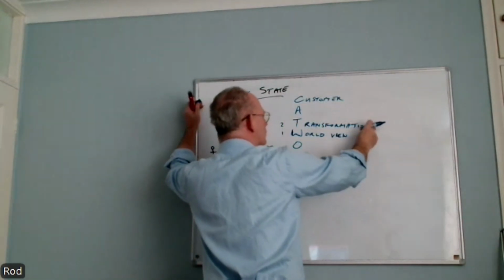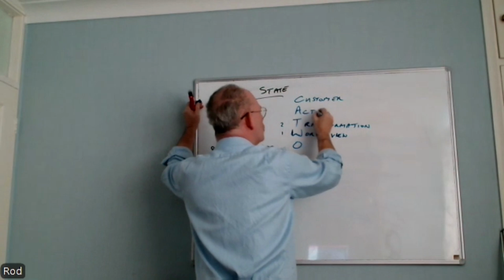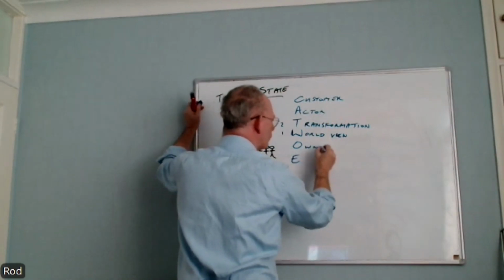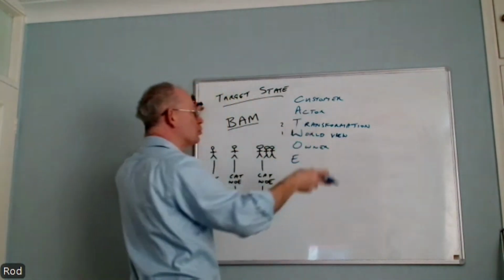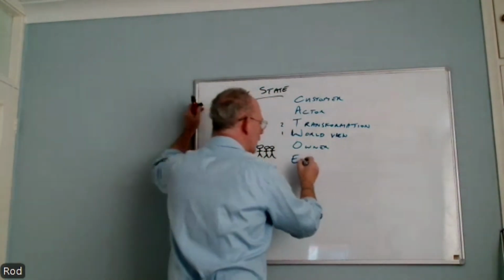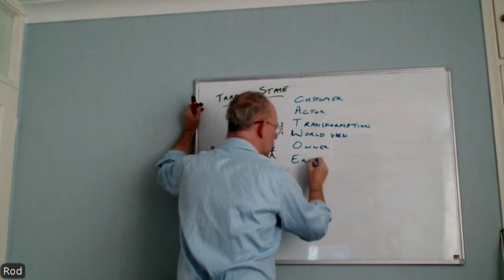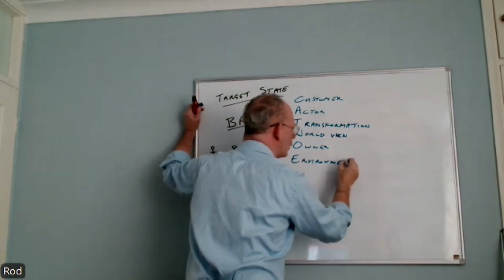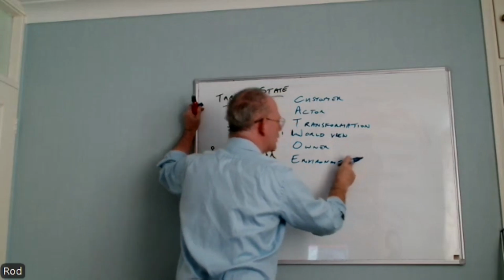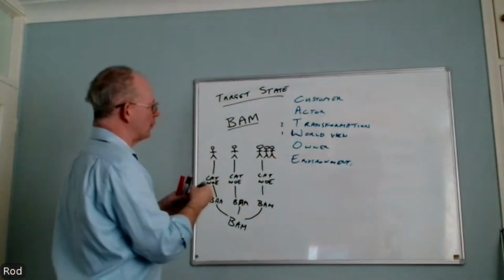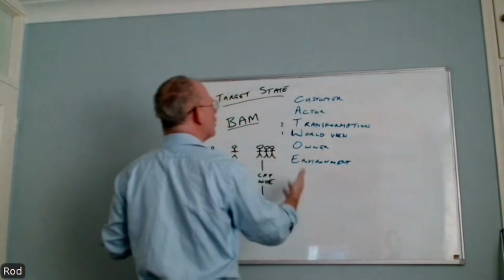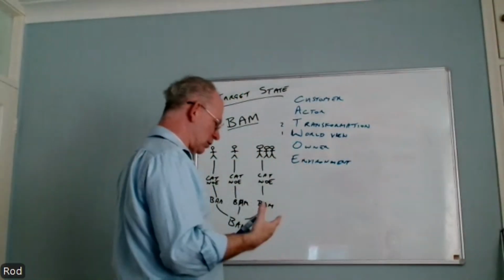Customer: who's going to benefit from the transformation. Actor: who's going to do the work. Owner: who can stop or start the change internally. And environment: stuff that's outside of the control of the stakeholders that could interfere with or mess up their transformation.